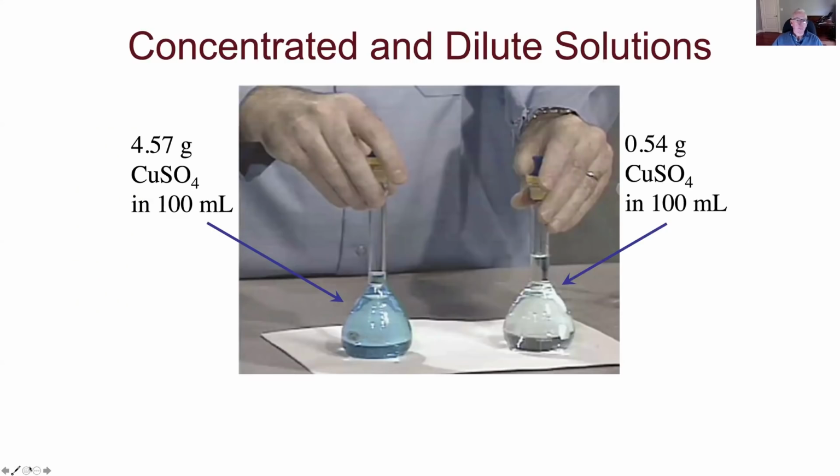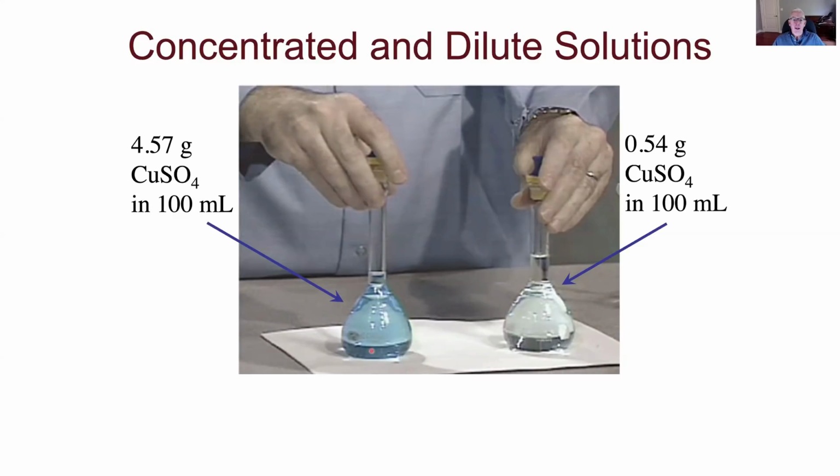Those are my hands. So this is a picture that's actually in your textbook. It is a frame capture from me teaching a version of this class that used to play on the local PBS station a long time ago. So it's before HD TV, obviously, because it's not the best picture. But those are two different solutions of copper sulfate, right? CuSO4 here, that's the formula for copper sulfate. And I have two different flasks there. Each one of them has 100 milliliters of solution in them.